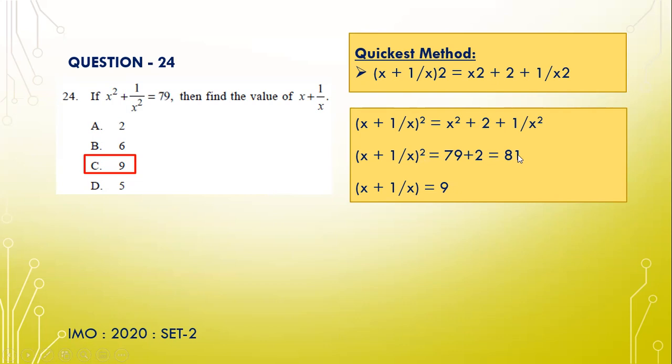So what is x plus 1 upon x? Square root of 81, which is 9. So x plus 1 upon x will be 9.